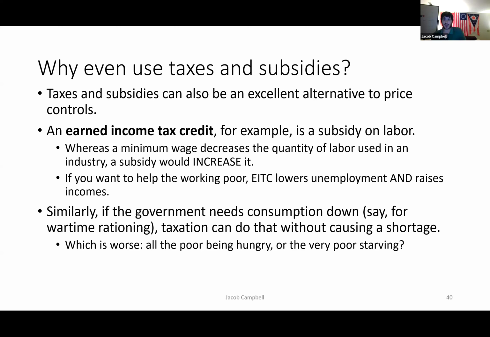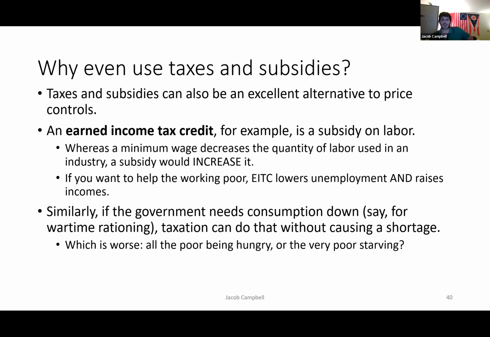Now, the downside is that the government does have to pay for it, and that means they do have to pay for it out of taxes. But by raising the quantity, that also raises the tax base as well. I think it's a much more justifiable policy.